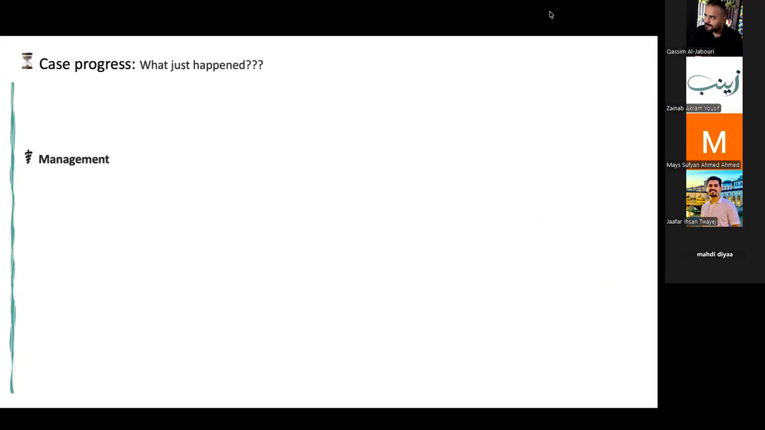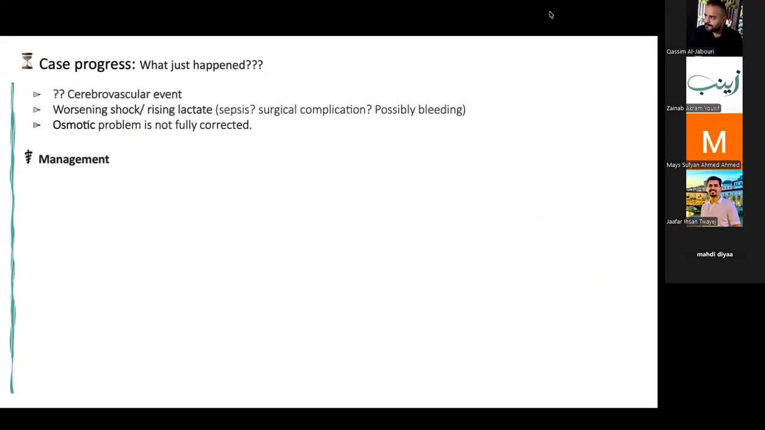Okay, so what just happened is, could this be a cerebrovascular accident? As you said, there is a worsening shock, rising lactate. So when you see a rising lactate, you need to think about sepsis or bleeding or hypovolemic shock, basically. This needs to be ruled out. So even if the wound looks clean, the patient requires urgent surgical review to rule out intra-abdominal bleeding, and we need to do another septic workup to rule out ongoing sepsis.